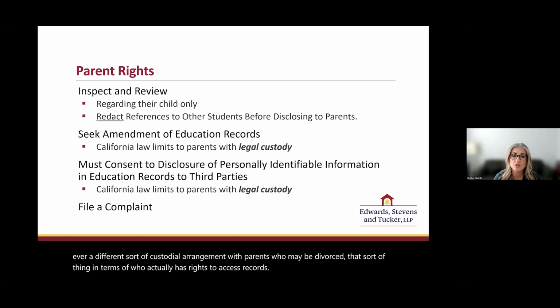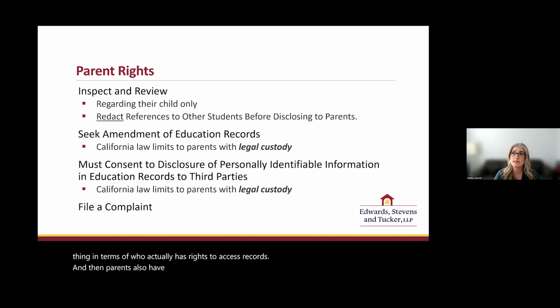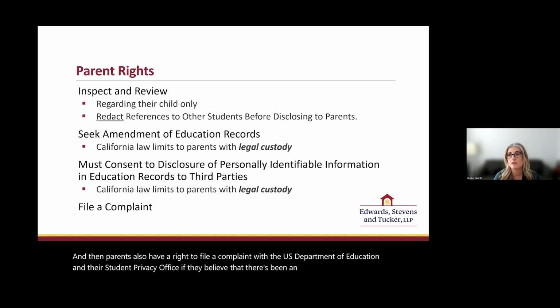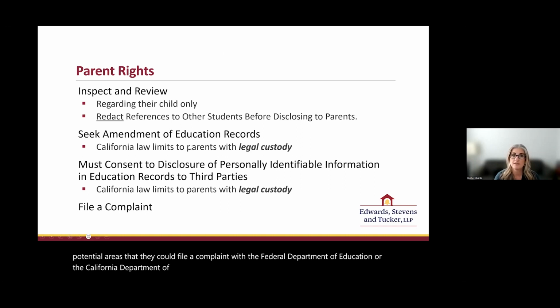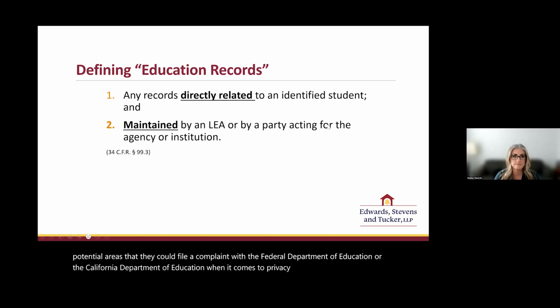And then parents also have a right to file a complaint with the U.S. Department of Education and their Student Privacy Office if they believe that there's been an improper disclosure of their student's records, or if they weren't provided access to records, that sort of thing. Those are all potential areas where they could file a complaint with the Federal Department of Education or the California Department of Education when it comes to privacy of student records.